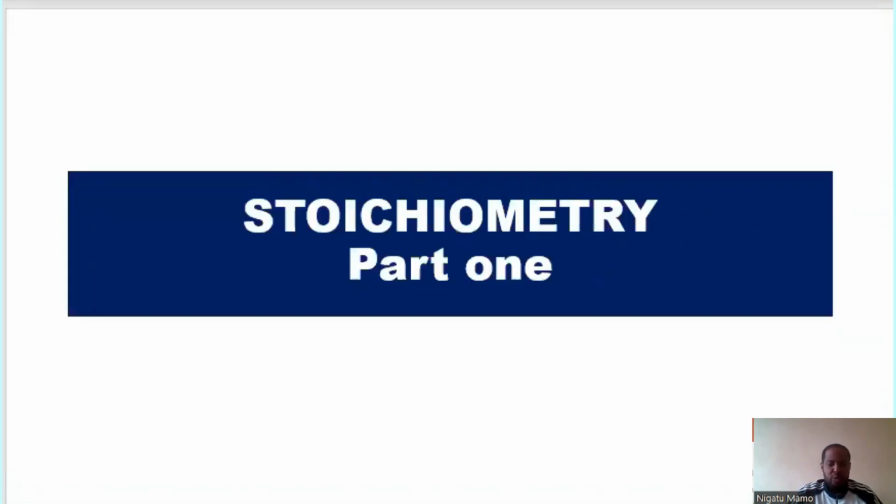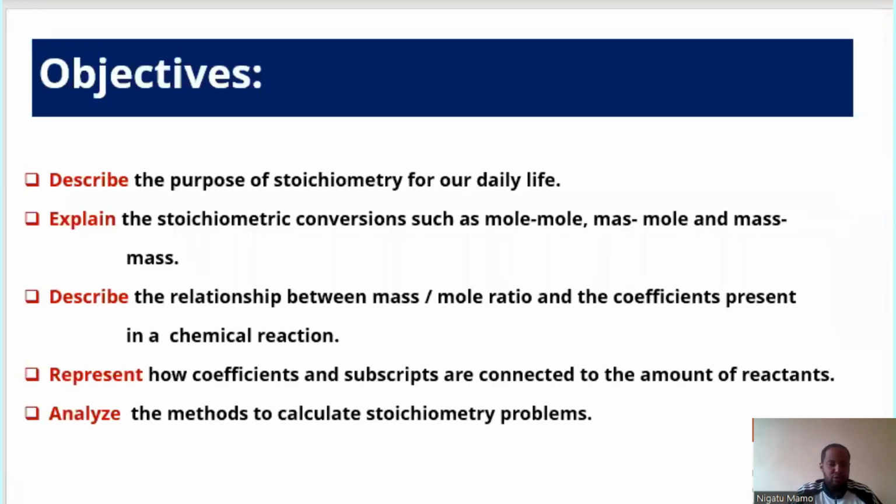Stoichiometry, part 1. Here are the learning goals. Students will be able to describe the purpose of stoichiometry for our daily life, explain the stoichiometric conversions such as mole-mole, mass-mole, and mass-mass, describe the relationship between mass ratio and mole ratio, and the coefficients present in a chemical reaction, represent how coefficients and subscripts are connected to the amount of reactants, and analyze the methods to calculate stoichiometric problems.